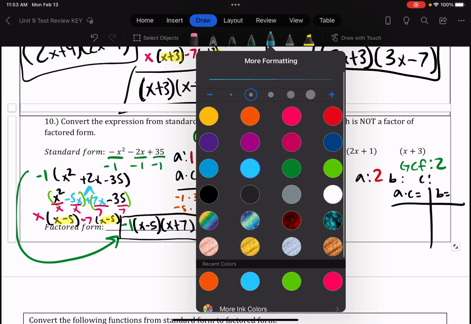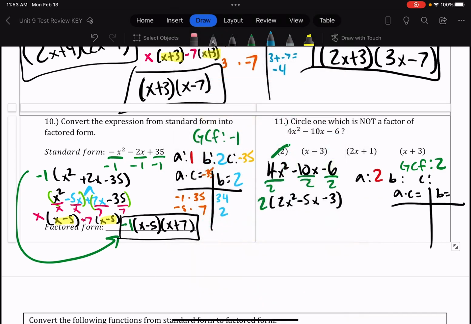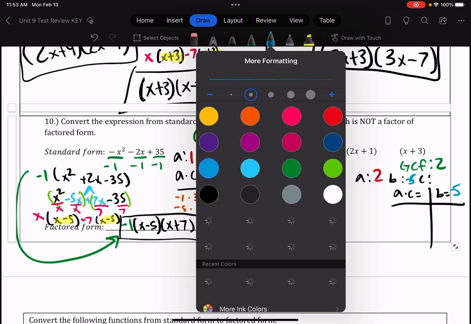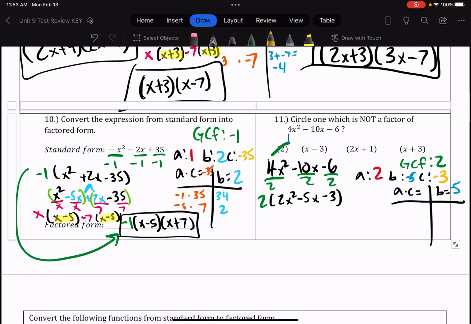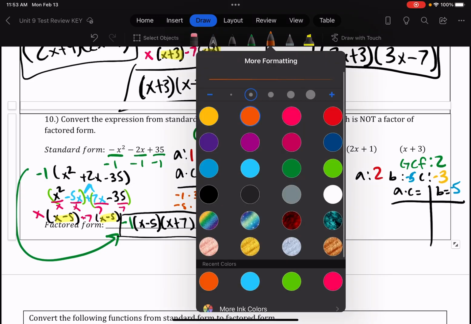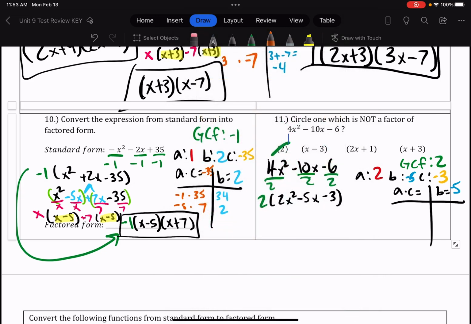A new B value of negative 5, and a new C value of negative 3. So now I've got to find two numbers that multiply to 2 times negative 3, which is negative 6, and that add to a negative 5. I know my factors of 6 are 1 times 6 and 2 times 3. But I want them to add to a negative 5 and multiply to a negative.